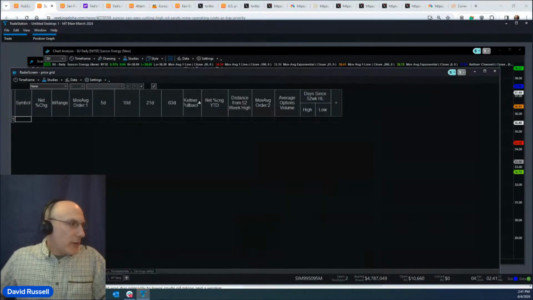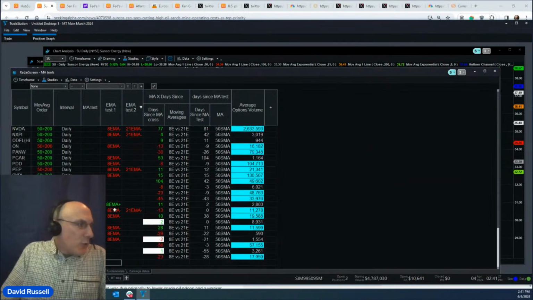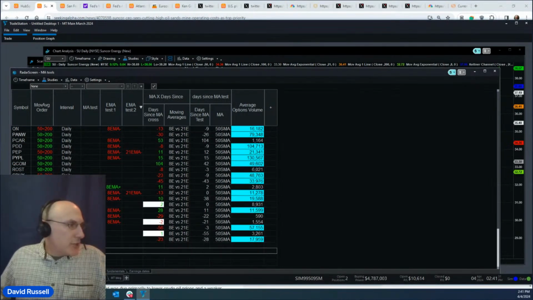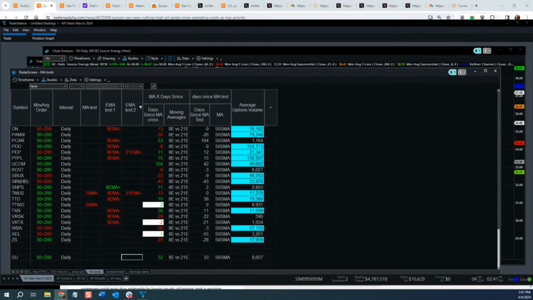And I'm sorry, MA tools. Go to MA tools. Like for example, if we put Suncor, SU, it just shows up. See, it's all blank, right? But if it pulled back to that 21-day EMA, it would glow. It would light up right here in this box. Let me actually hide myself again. Sorry. So just something I wanted to mention.